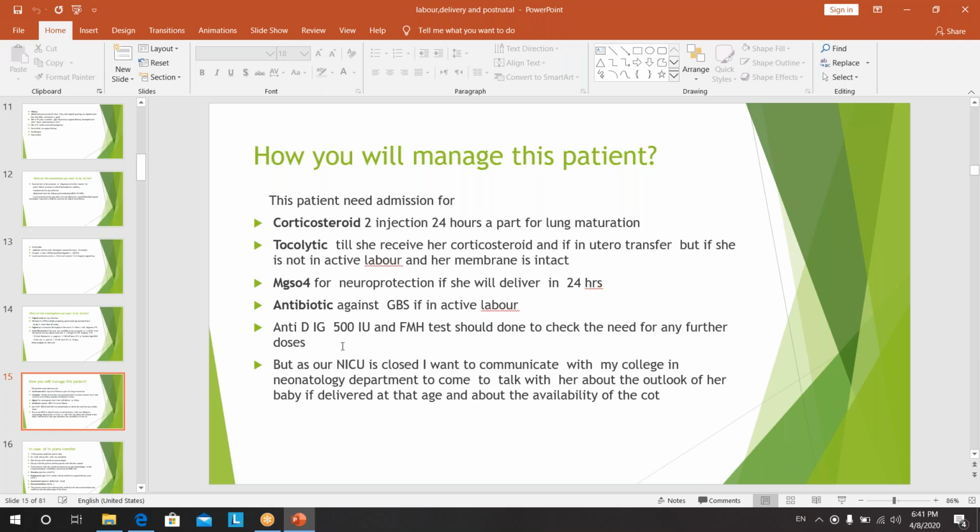As the patient is RhD negative and she has vaginal spotting and pain, this is a sensitizing event. I will give her anti-D 500 international units and the test for fetal-maternal hemorrhage to check for any other doses. But this patient is in a problem because your hospital closed the NICU. So before that, you have to call the neonatology doctor to come and talk with the patient about the outlook of her baby and about the availability of a cot because our NICU is closed.